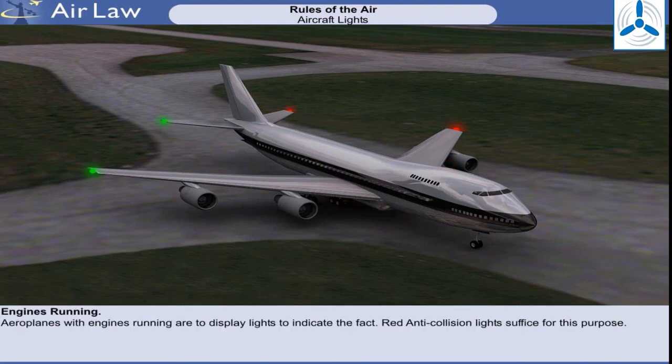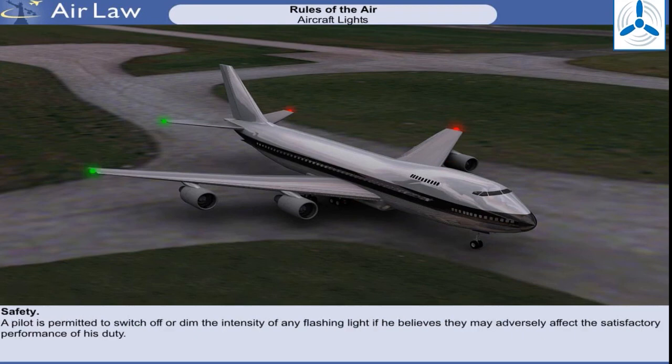All aeroplanes on the movement area of an aerodrome are to display lights that attract the attention of other aeroplanes. Aeroplanes with engines running are to display lights to indicate the fact. Red anti-collision lights suffice for this purpose. In fact, it is usual to switch on the anti-collision lights when an aircraft is manned to indicate the fact and serve to warn that the engine may be started.